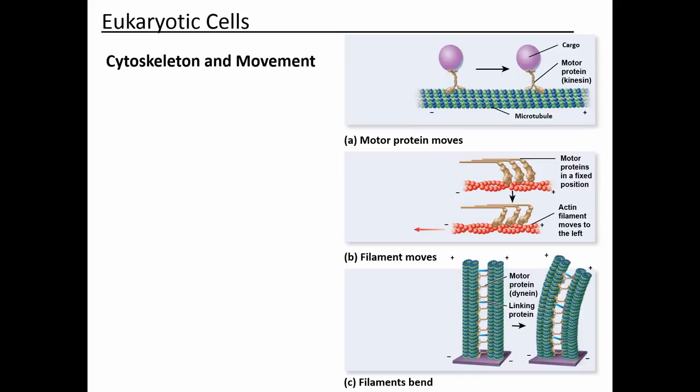So those are the three different types of interactions that can happen between motor proteins and cytoskeletal filaments to produce some type of movement for the cell. Do you guys have any questions about that? Okay. So that finishes up the cytoskeleton.